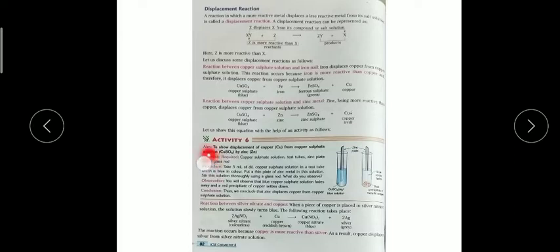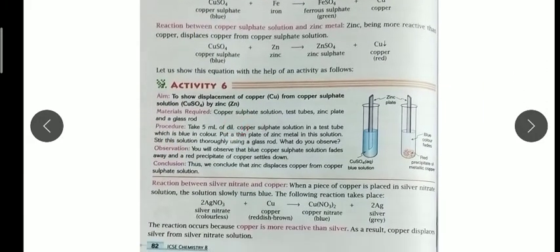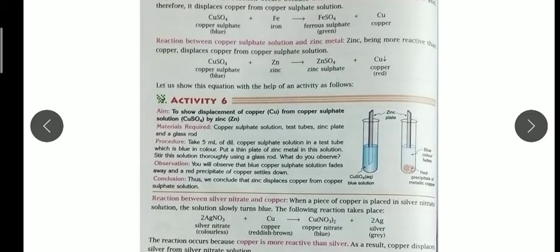Now an activity is given to show this reaction, copper sulfate and zinc. We take 5 ml of copper sulfate solution in a test tube, which is blue in color, because copper sulfate salt is blue. We put a thin zinc plate in it. After a few hours, we observe that the blue color fades away, and at the bottom of the test tube we get some red precipitate, which is metallic copper. So this is all about the activity.